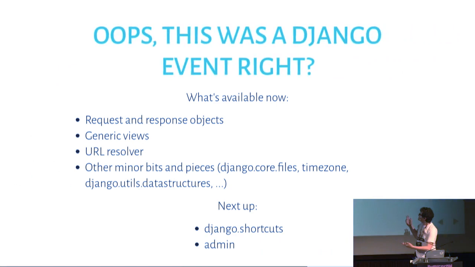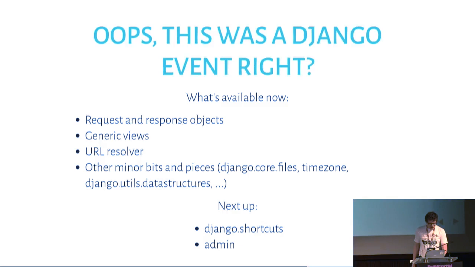So being that this is a Django event, let me tell you a bit about what's available right now. I've been covering mostly the view interface, essentially. That covers the resolver and generic views, request and response objects, and everything that goes inside that, and minor bits and pieces. Probably the next thing I'll be doing is Django shortcuts, very commonly used functions where it's easy to make silly mistakes that you may want to detect.